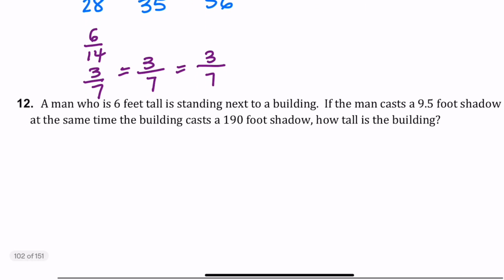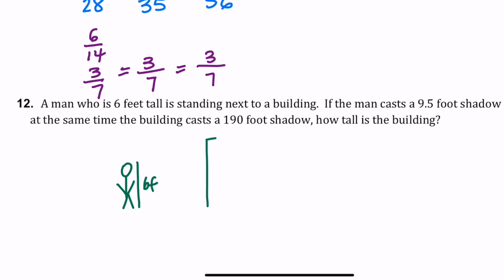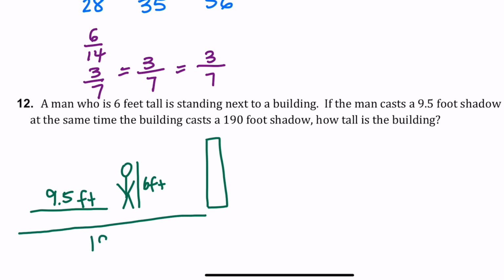Now we have a story problem. There's a man and he is 6 feet tall. When you have a story problem, it's really helpful to draw a picture. He's 6 feet tall, standing next to a building. The man casts a 9.5 foot shadow. We don't know how tall the building is, but we know that the building casts a 190-foot shadow. So we want to know how tall the building is.